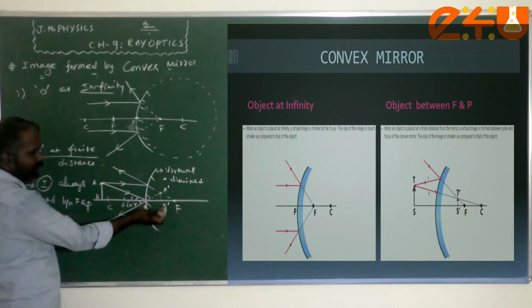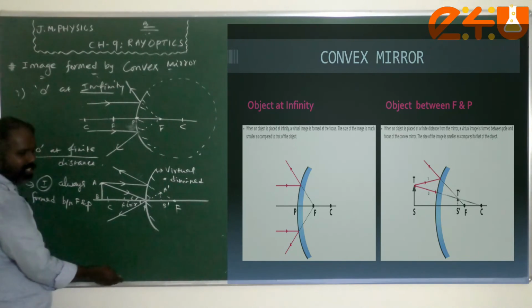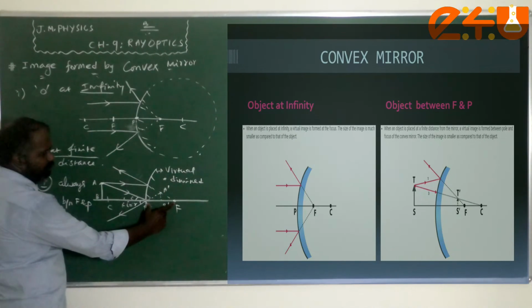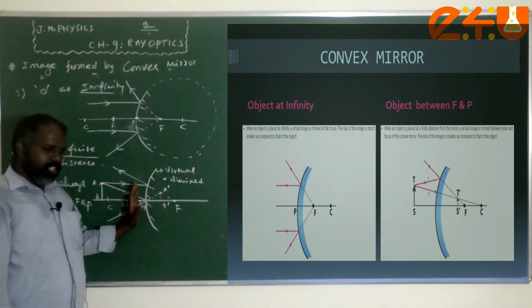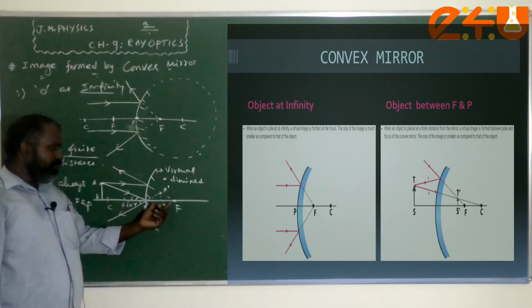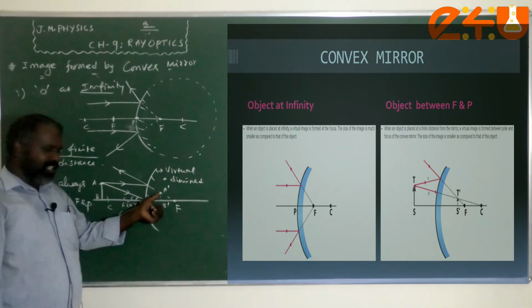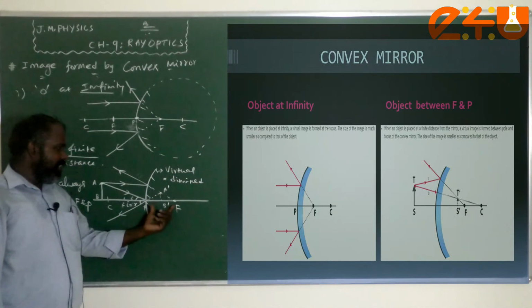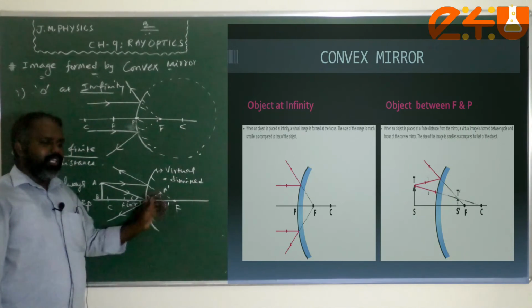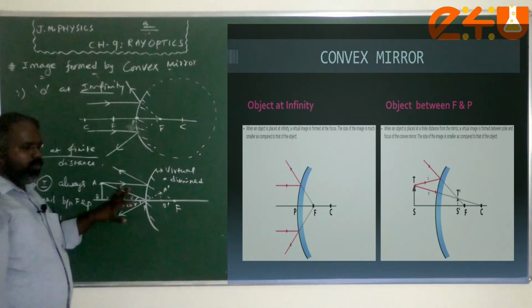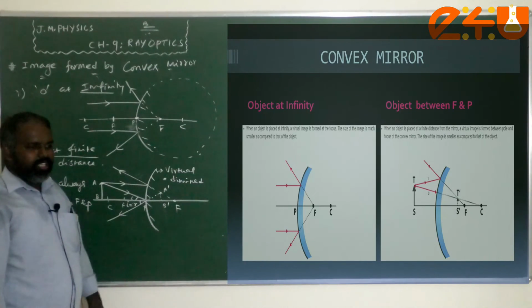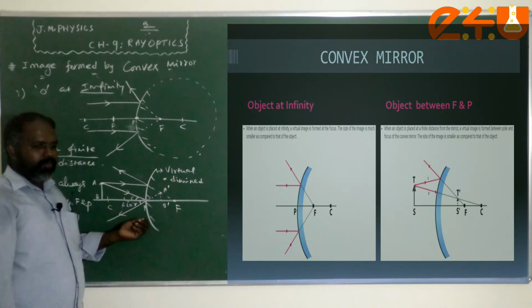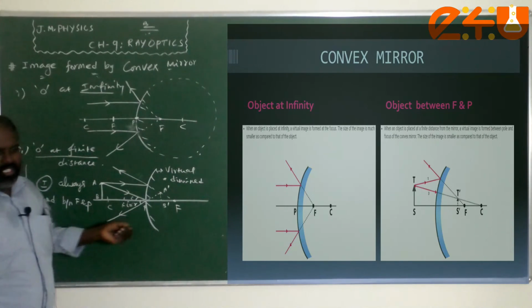the size of the image will slightly increase, but where are they lying, children? Between P and F. Even though the object approaches the mirror, the size of the image will slightly increase, but you just see that the position of the image remains between P and F. So this is the information about what, children? A convex mirror. The summary of the properties of the images formed by the convex mirror is shown in the next slide.